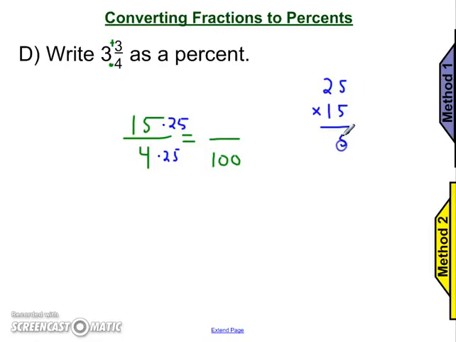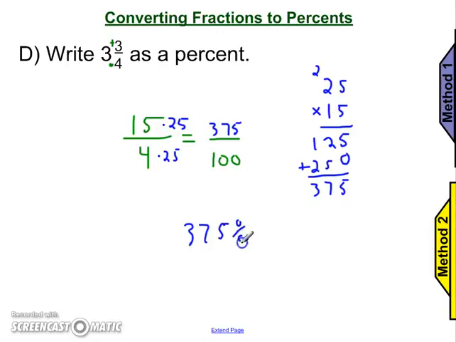5 times 5 is 25. 5 times 2 is 10, plus 2 is 12. I need my placeholder, and 1 times 25 is 25. And 5, 7, and 3. So my numerator is 375. We are going to use this numerator now that we are out of 100, and we will attach our percent sign. And so our solution in this case is 375%.